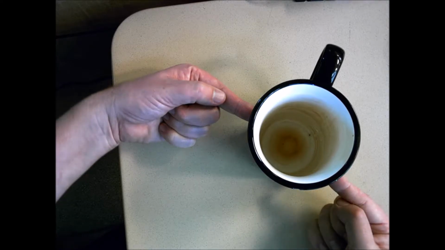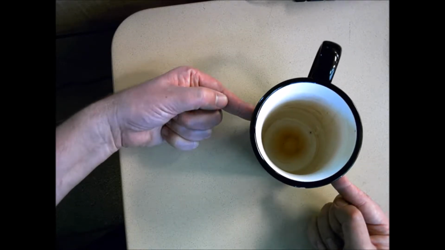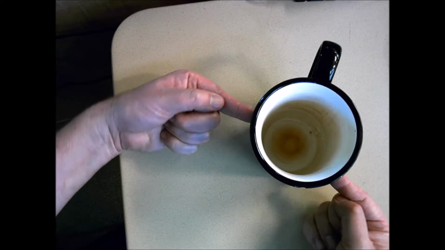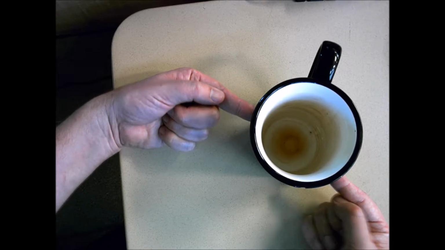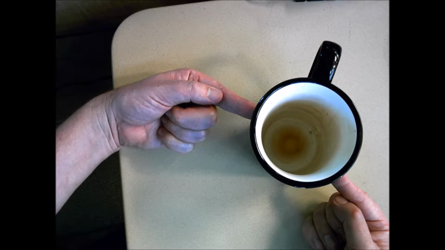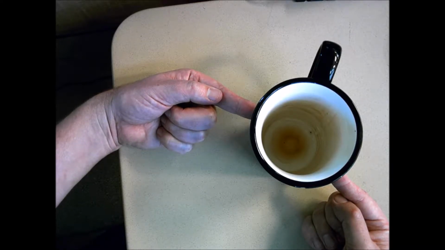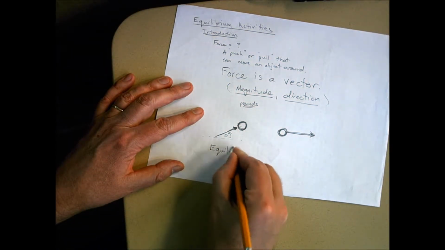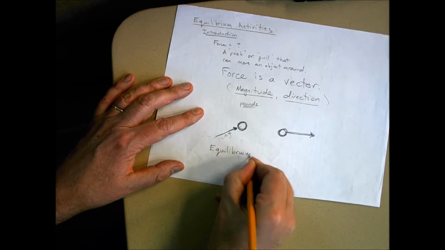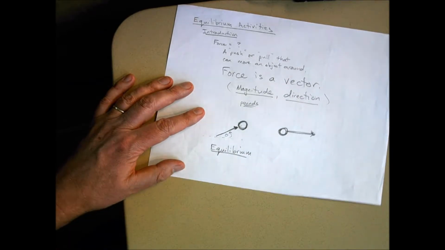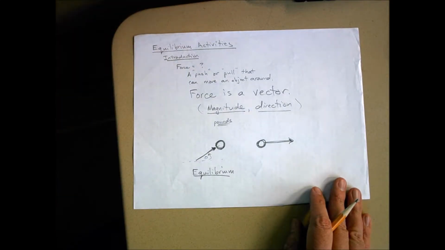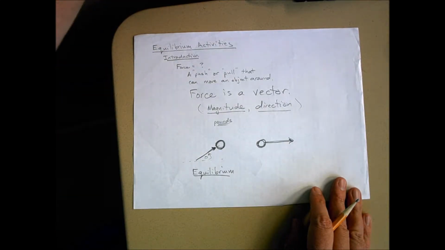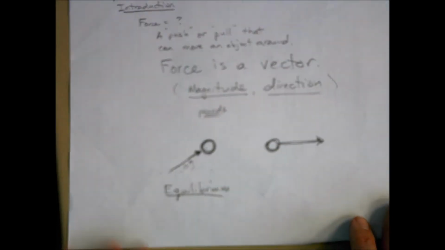And when an object is not changing the way it's moving, or if an object is at rest and is staying at rest, when an object has no acceleration, we say that that object is in equilibrium. Equilibrium. If an object is in equilibrium, let me go ahead and zoom in. What does that mean?